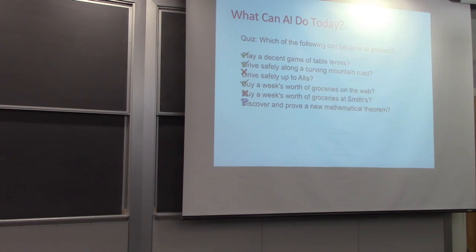Do you think we can have a system buy a week's worth of groceries on the internet? Yeah, that's done. That's easy. Can it go to Smith's and buy the same week's worth of groceries? No, you're going to get all kinds of weird stuff. Have Shakey go and try to pick out an orange. Yes. It won't be able to find anything and will drop half of them, and your rice is going to be spilled in a long line down the aisle.